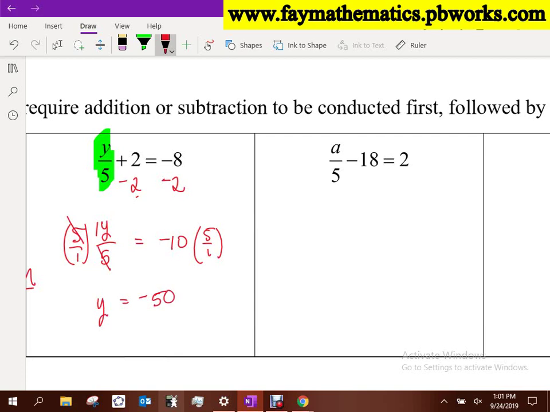And if you plug it back in, take -50 divided by 5. What's that give you? -10. Add 2 to it. Gives you your -8, right? Okay.